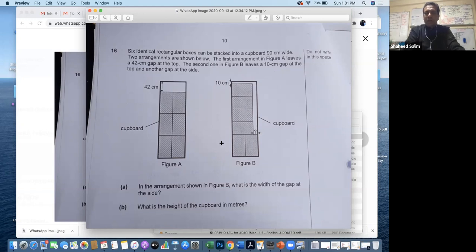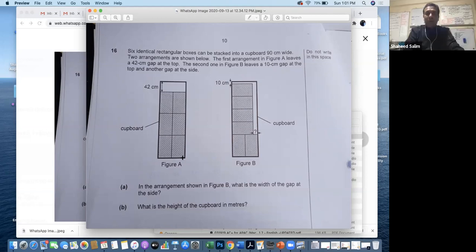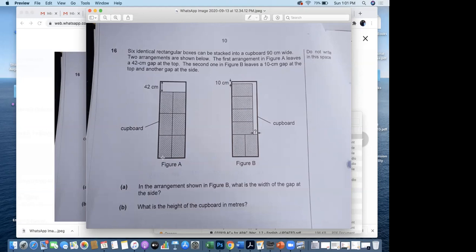Then they tell you the cupboard is 90 cm wide. This cupboard is 90 cm wide. So you can find the breadth of the rectangle already. If this is 90 cm, what is one breadth? How to do? Sophia, this is 90 cm. 90 divided by 2, you get 45 here. So this is 45. Correct, right? So then, what else can you do?